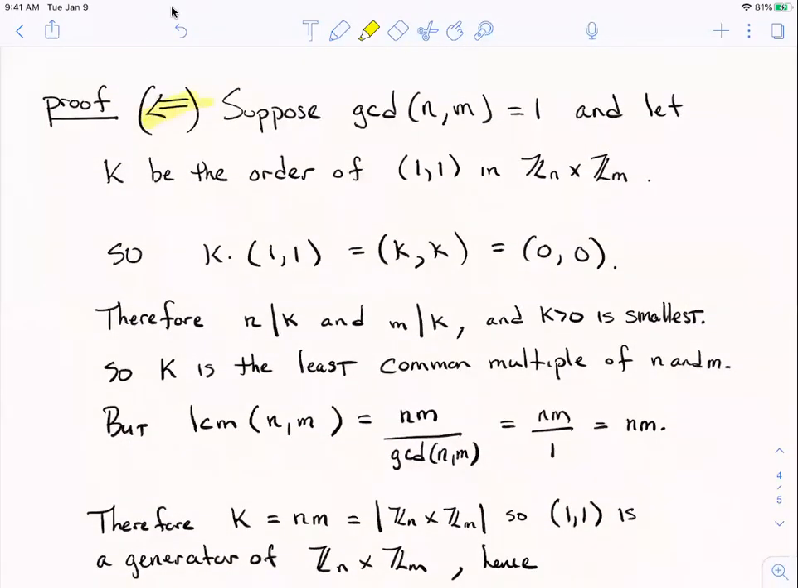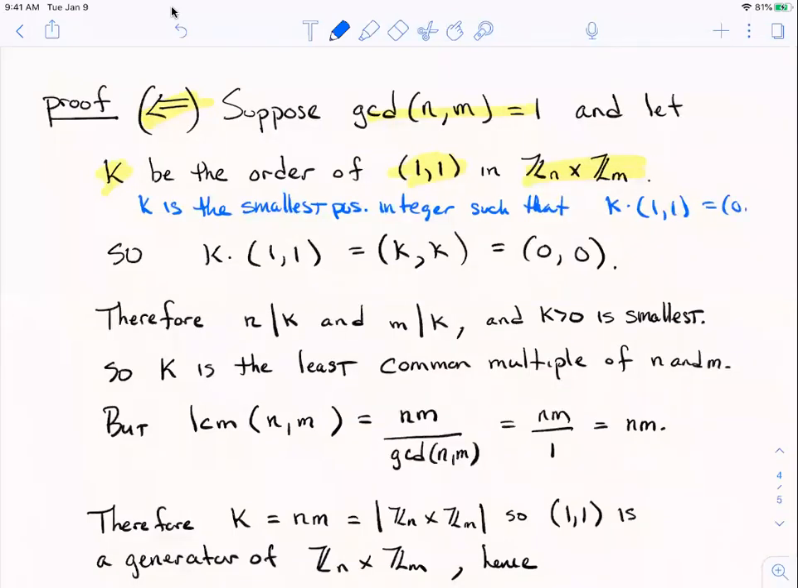I'm going to start by assuming that the greatest common divisor of my two integers is 1. And I'm going to give a name to the order of the element (1, 1) in Zn cross Zm. I'm going to call its order k. So maybe I should remind you that k is the smallest positive integer such that when I add (1, 1) to itself k times, I get (0, 0), okay? Smallest positive integer that does that.